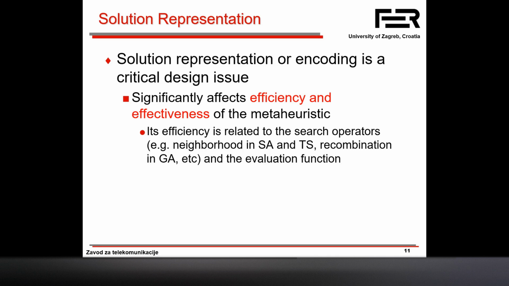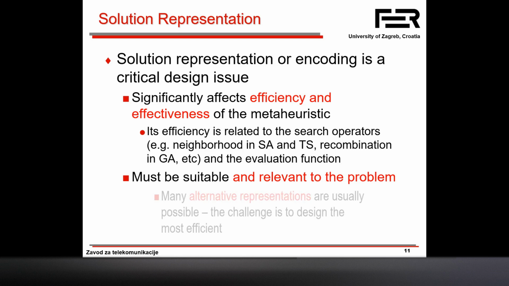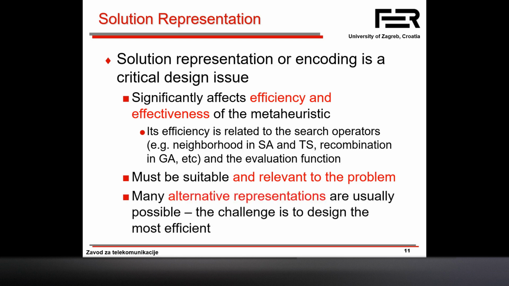Or if we have some kind of genetic algorithm, we keep in mind how we're going to recombine, design certain crossovers, and so on. So we need a solution representation which allows our meta-heuristic to be efficient and effective. Of course, it has to be suitable and relevant to the problem that we're trying to solve. Are we looking at permutations? Are we looking at real values, binary values, and so on? And of course, many alternative representations are possible. The idea is to find one that is most efficient.